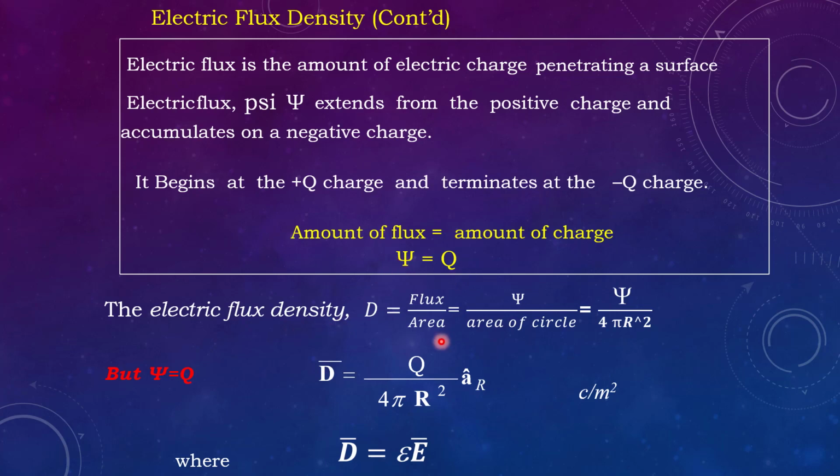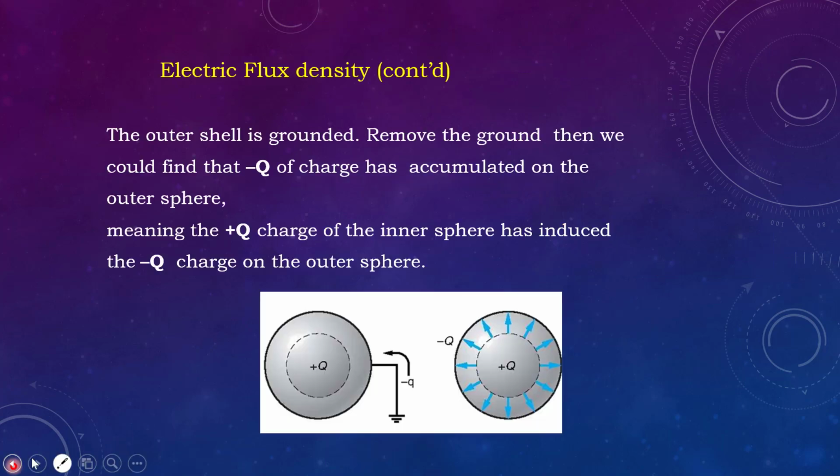Density is nothing but flux divided by area, and it is indicated by D. Flux means psi, divided by the area of that sphere, and it is equal to psi divided by 4 pi r square. So D bar, this is the magnitude of the flux density, psi divided by 4 pi r square. But it also has direction. The flux is moving in the outward direction along the radius. So the direction of the flux is the radial direction.